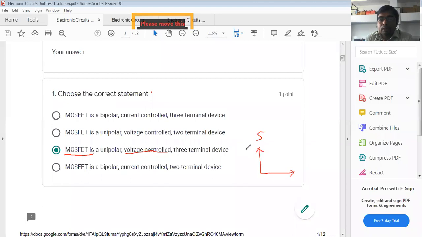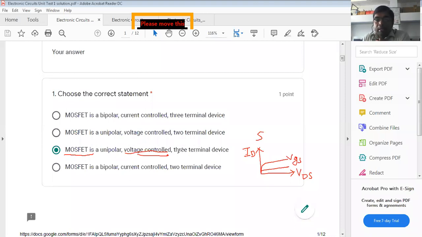It is also a voltage control device, which you can easily understand with the help of its output characteristics. If you remember, the output characteristics are plotted between ID versus VDS, where we keep VGS constant, meaning it depends upon the value of VGS.